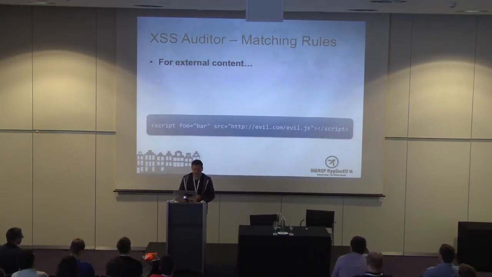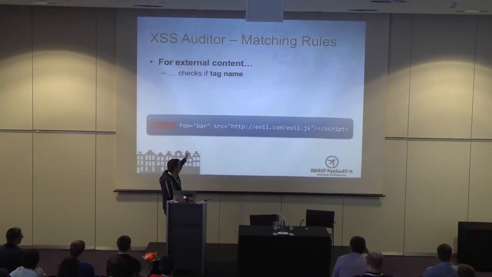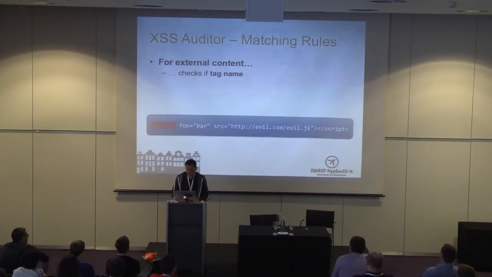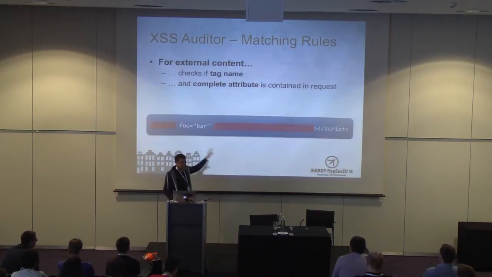And then there is a third matching rule for external content. Whenever the parser encounters an external tag, it will again check whether the tag name is contained in the request. And if it finds the tag name, it will also check the attribute that references the external URL. And when it finds those two strings, it will block the request again.